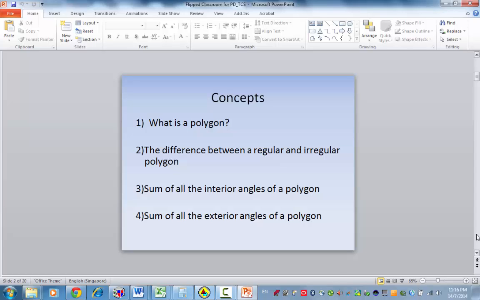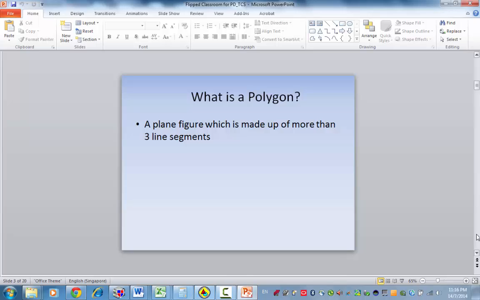In this video, we will go through, firstly, what is a polygon? Second, the difference between a regular and irregular polygon. Third, sum of all the interior angles of a polygon. And finally, we will find out the sum of all the exterior angles of a polygon.